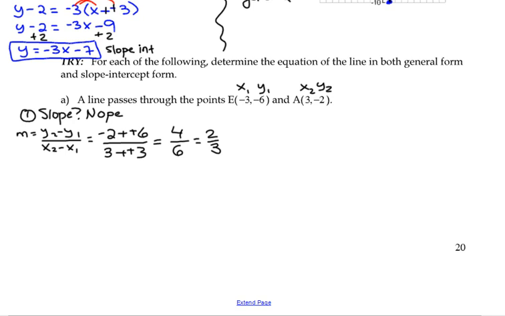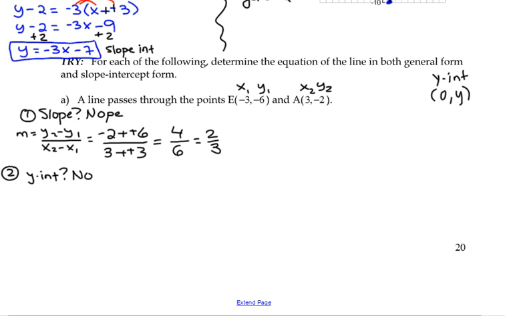Okay, next question we ask ourselves is, do we have our y-intercept? Now remember, we know a point is a y-intercept if it looks like what? 0, comma, some y value. Then it's the y-intercept. But here there's no x of 0, so we don't know our y-intercept. So can we use y equals mx plus b? No, we can't.